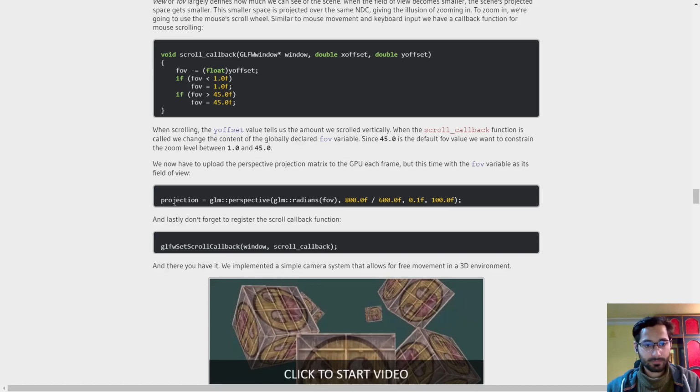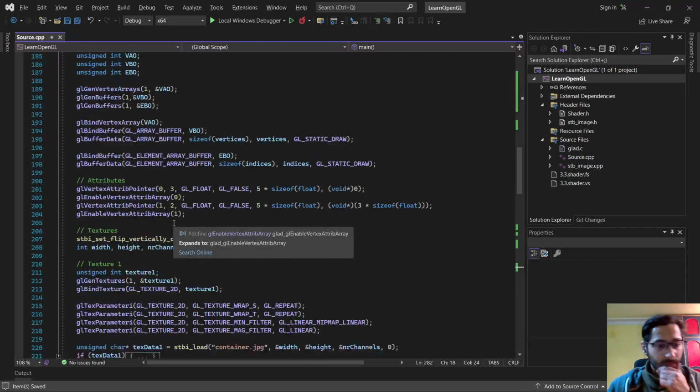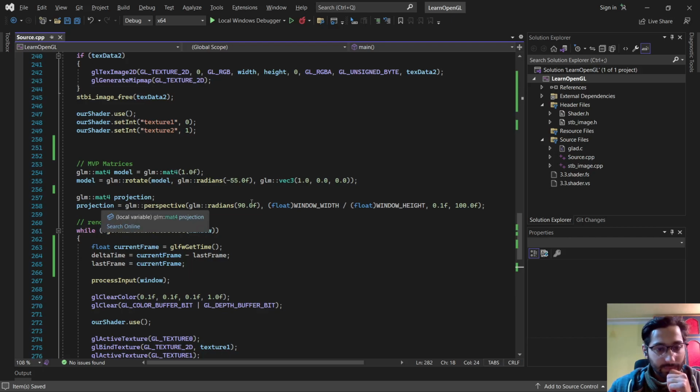Since 45 is the default value, we want to constrain the zoom level between 1 and 45. We now have to upload the perspective projection matrix to the GPU each frame, but this time with the FOV variable as its field of view. So projection is always perspective. Are we doing that? Somewhere here. Okay.